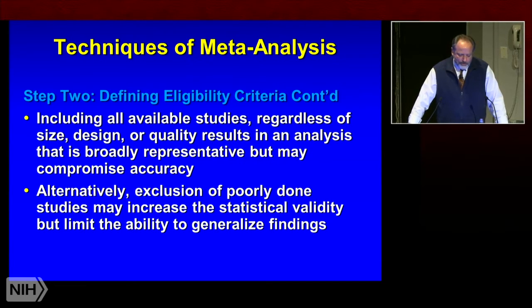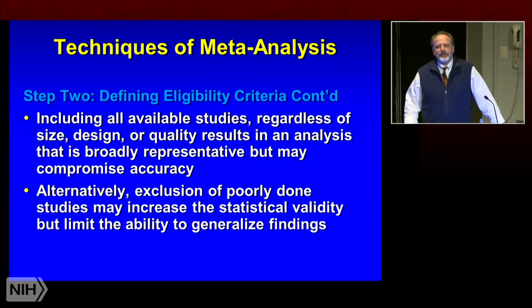Alternatively, exclusion of poorly done studies may increase the statistical validity, but limit the ability to generalize the results. If you only use very consistent, randomized controlled trials, you may not get the full spectrum of what has happened. What I actually like to do is include them both, observational studies and randomized controlled trials, and analyze them both and see if they have similar findings or different findings, so you get the full clinical experience. At the same time, you get the data which has the most statistical validity.